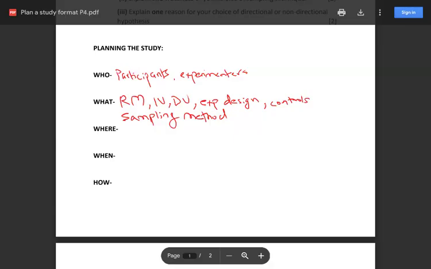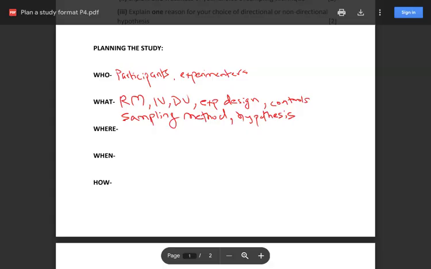You can include the aim and the hypothesis as well. In a question like this, you should include the hypothesis because it's telling you that your plan must include details of one-tailed or two-tailed hypothesis, directional or non-directional hypothesis. Now, it's up to you whether you want to write a one-tailed or a two-tailed hypothesis. You don't have to write both, okay?